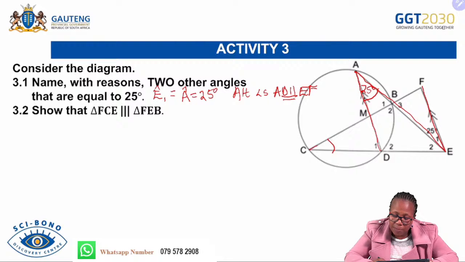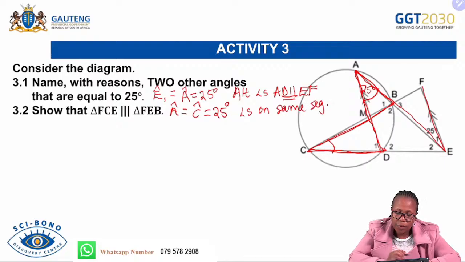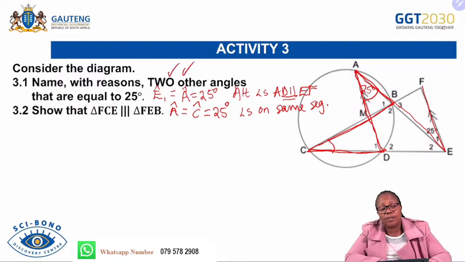Why? Because you have that bow tie shape. Can you see that, grade 12? You have your bow tie shape there. That means it is giving you angles on the same segment. Reason: from your circle geometry there. Therefore, angle A is equal to angle C. Therefore, this will also be 25 degrees. From what? Angles on same segment. Okay, those are the two angles that we were looking for there.